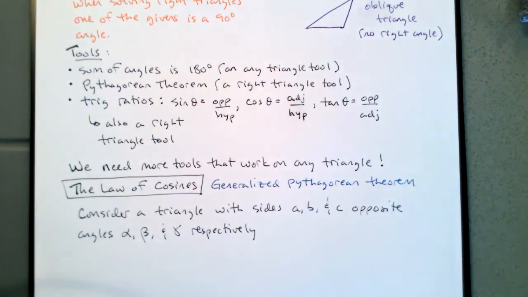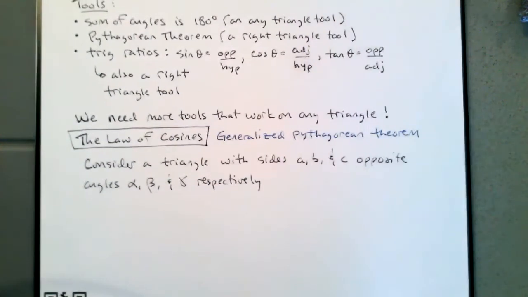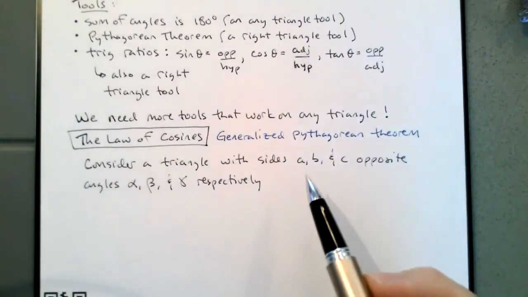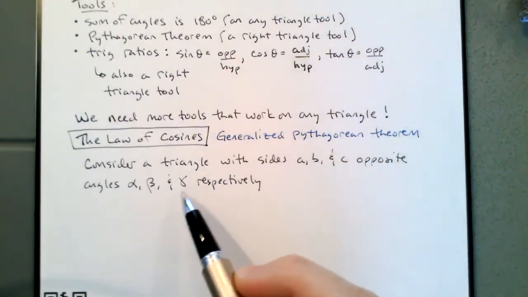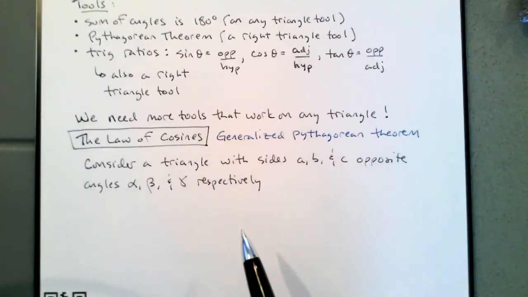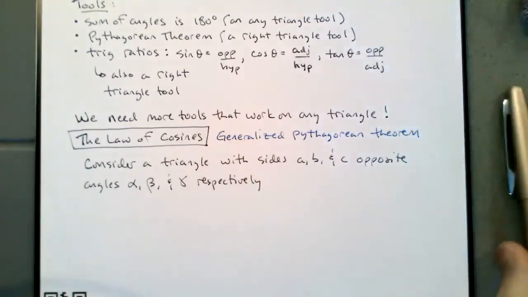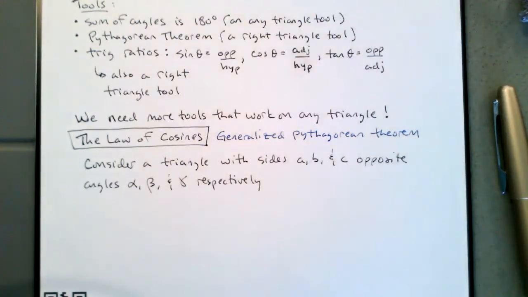So alpha is opposite a, beta is opposite b, gamma is opposite c. Our usual. The thing that's changed, instead of a, b, and c, where c is the hypotenuse and gamma was a 90-degree angle, is that gamma is now just going to be any angle. Here's the law of cosines. There are going to be three versions, which is actually six versions, but there are going to be three different versions of the law of cosines.